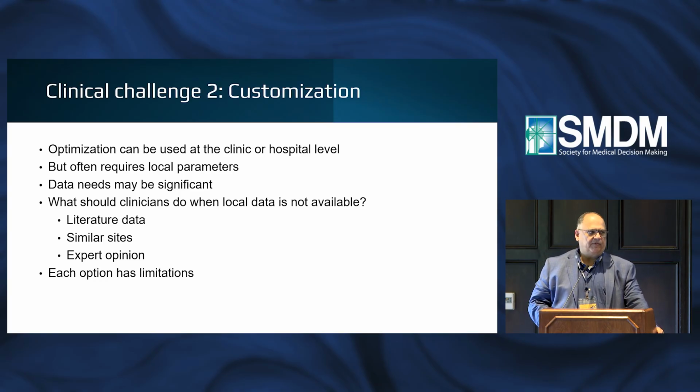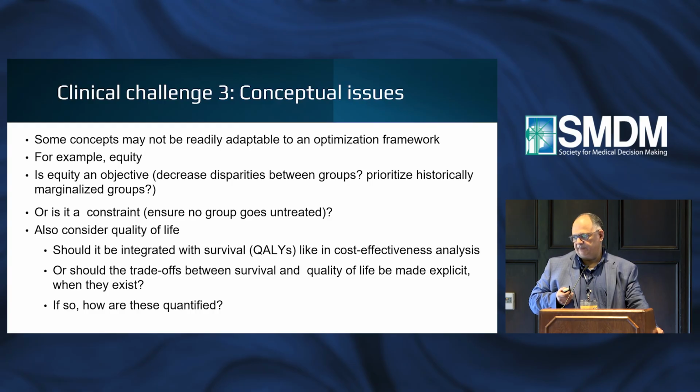If we think about how we apply optimization at the clinic or hospital level, the challenges here often are related to data needs. The need to have parameters that are relevant at the local level rather than just borrowing parameters from other settings. What do we do when data is not available? Do we look to the literature? Do we look to similar sites? Do we rely on expert opinion? And each of those options has its limitations.